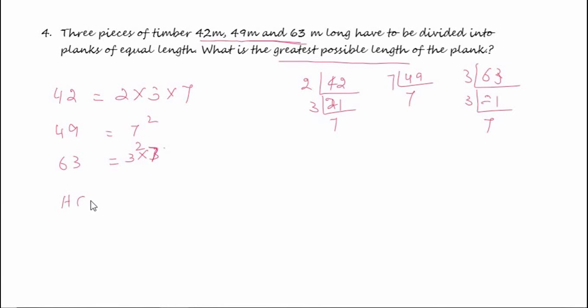Now HCF is equal to the product of the least power of the prime factors. Here it is 2, 2 is not there everywhere, so we must leave it. 3 is not here, so we must not consider it. 7, here 7, 7, 7 square, so HCF is 7. So the length of each plank is 7 meters. If the length of the plank is 7 meters, then you will have 6 planks here, 7 planks here, and 9 planks here.